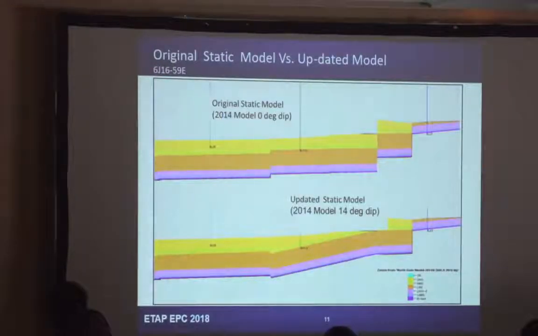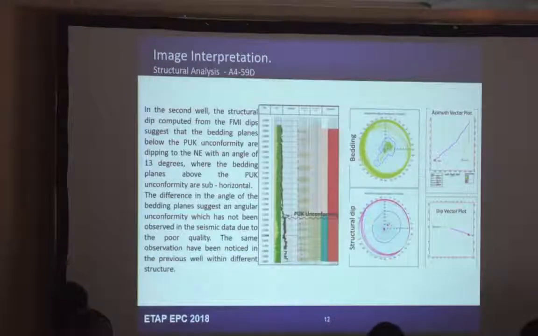So finally, we come up with the original static model, and as you can see here, the difference between the original one and the updated one. The original one, based on the seismic survey, was sub-flat or sub-horizontal. Then when we use our technology, the dip is clear here, and the fault is so clear between the two wells.